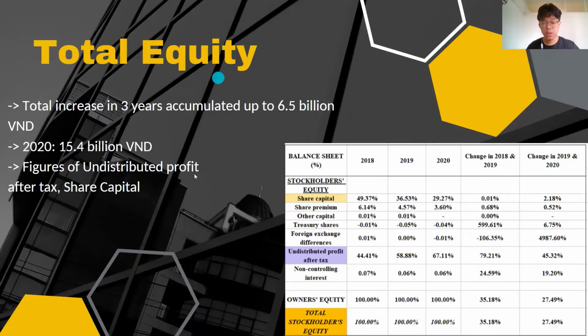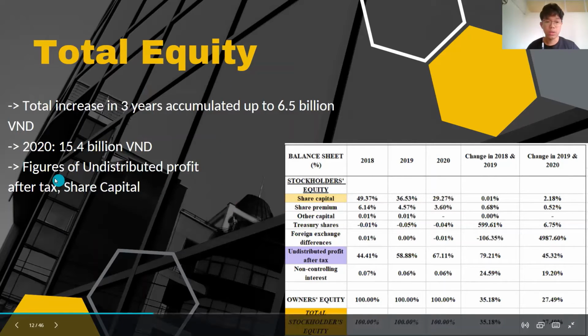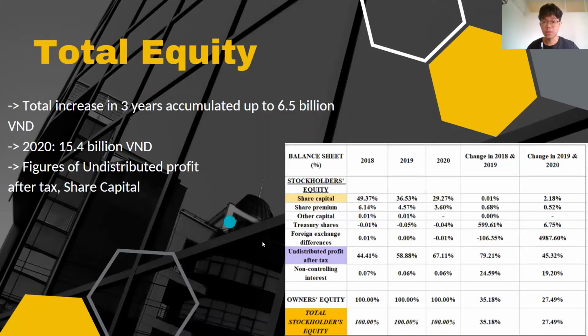The figures in this chart we need to talk about are the undistributed profit after tax and share capital. For share capital, it went down a lot, maybe because the company decided to give out shares so that they can fund their investment. And undistributed profit after tax, this may be postponed because of COVID-19, so they cannot distribute the profit yet.